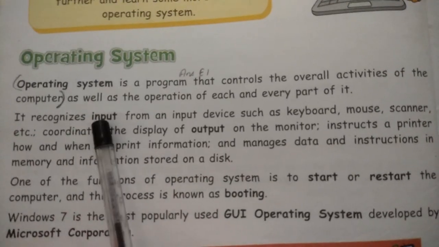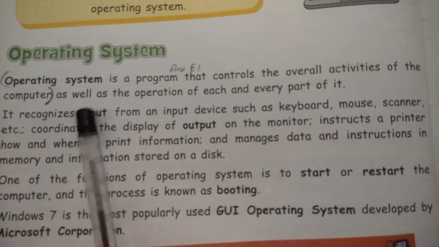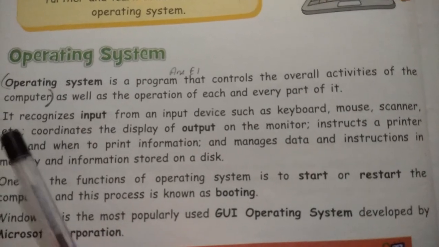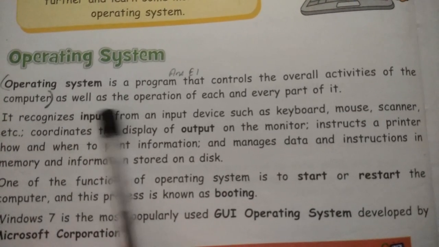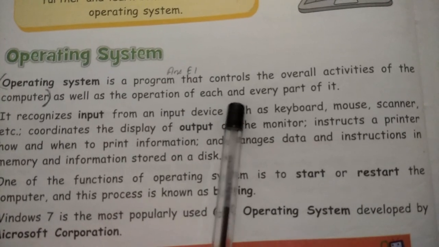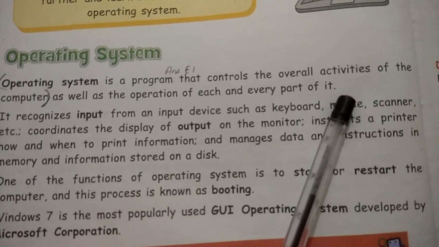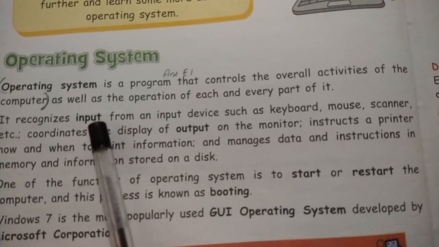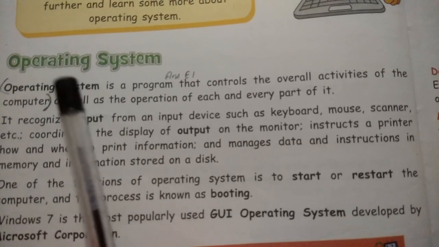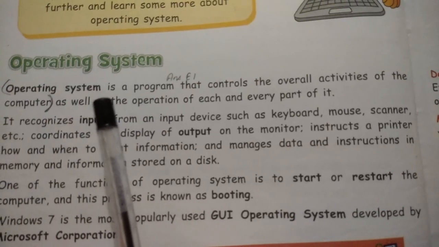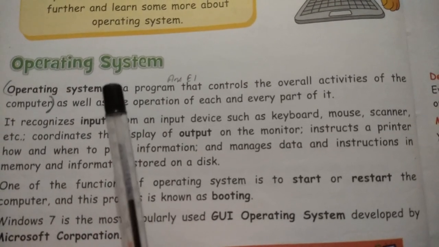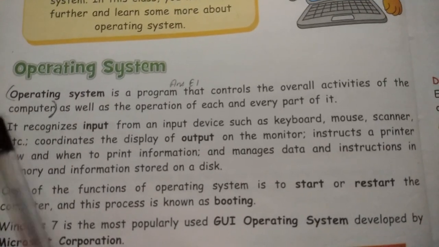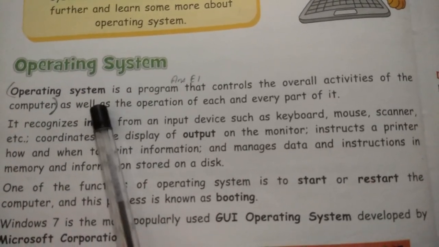So what is an operating system? Operating system is a program that controls the overall activities of the computer as well as the operation of each and every part of it. So that means operating system is a program and it controls each and every activity of the computer, as well as it controls the hardware devices, software devices, each and everything controlled by operating system.